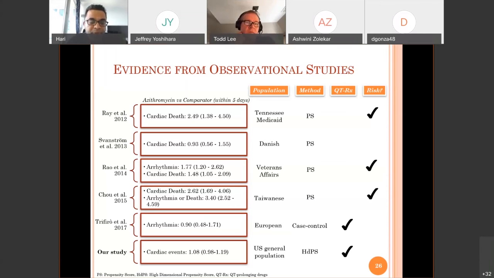So overall, I think there is still a lot of uncertainty, but one thing that's clear from all of these studies is the risk is rare, and perhaps the patients who are taking these medications concurrently with QT prolonging medications are where we need to be careful.